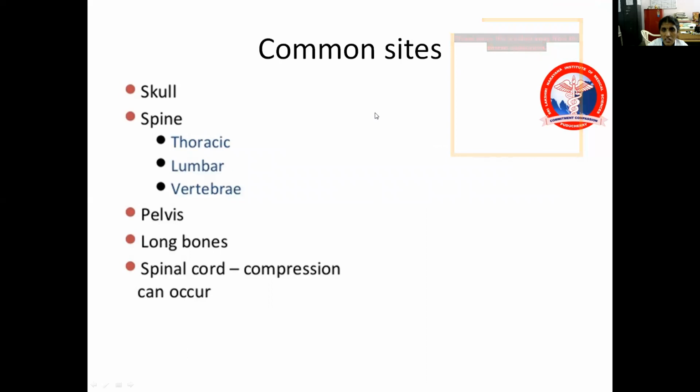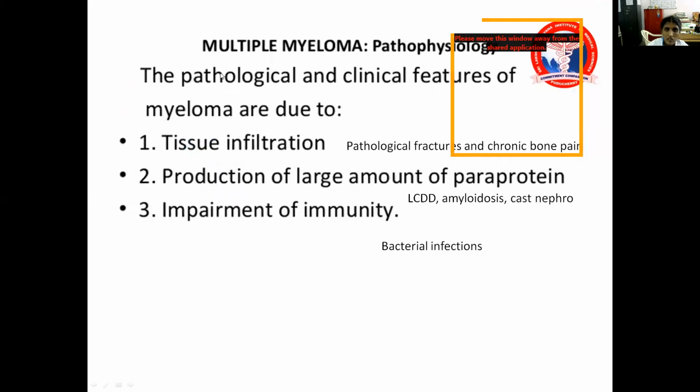The common sites of bone involvement are almost all important sites like the skull, vertebra, and pelvis, which are the commonest sites. The classical one is spinal cord involvement, because the vertebral bodies can undergo pathological fracture, thereby causing compression of the important nerves. The pathological and clinical features we just discussed are basically due to three major mechanisms. One is tissue infiltration by the neoplastic plasma cells, because of which pathological fracture and chronic bone pain occur.